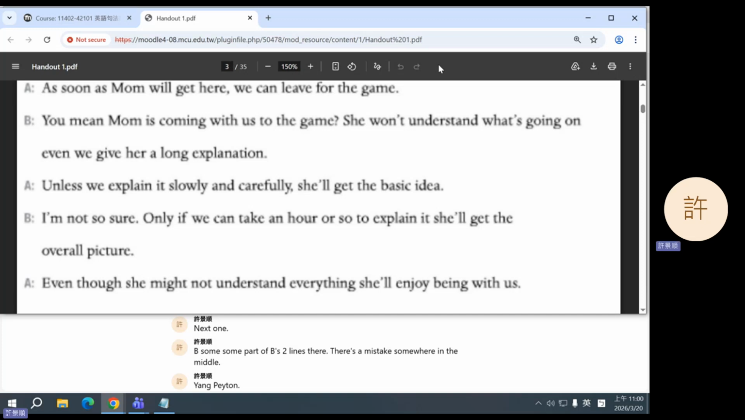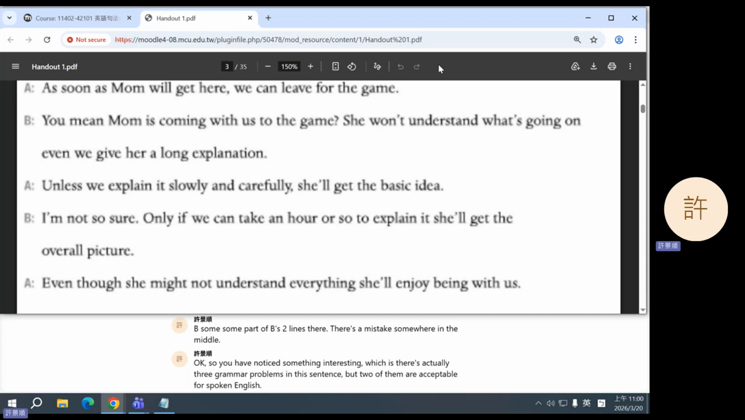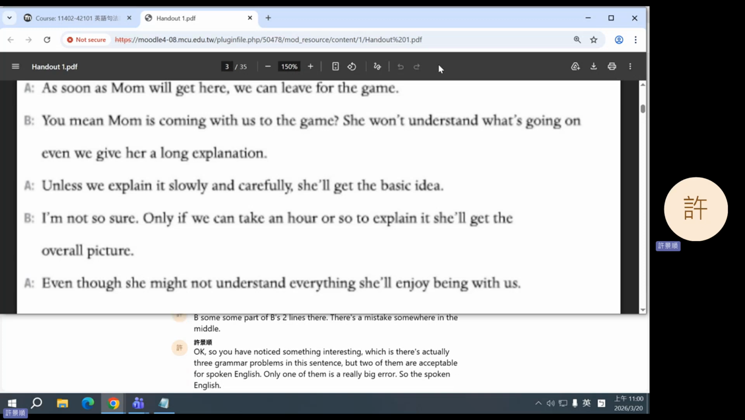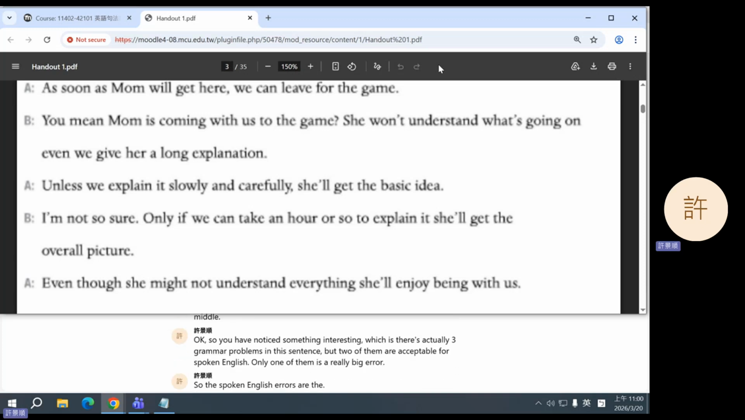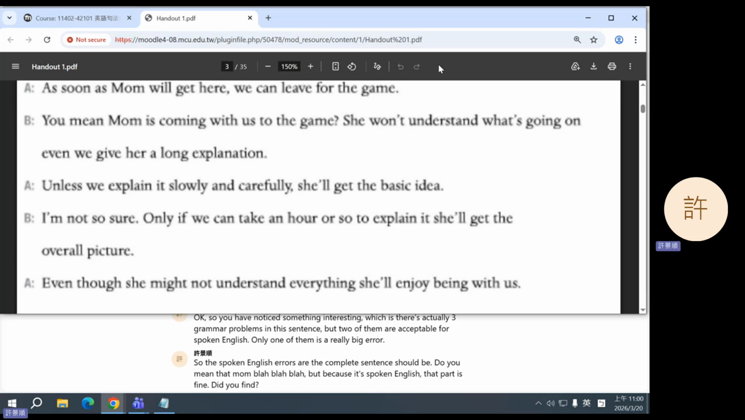Okay, so you have noticed something interesting, which is there's actually 3 grammar problems in this sentence, but 2 of them are acceptable for spoken English. Only one of them is a really big error. So the spoken English errors are, the complete sentence should be, do you mean that mom, blah, blah, blah. But because it's spoken English, that part is fine. Did you find a bigger mistake?